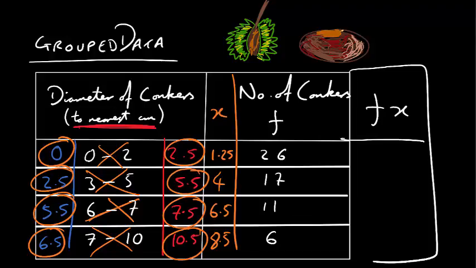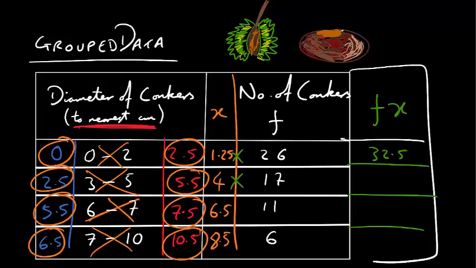So now I'm in a position to multiply these two things together. So this is my extra column, which is what I'm after, and working out exactly the same way. And actually from here on in, it's the same way of working out the mean from here. So let's do 1.25 times 26, which comes out as 32.5.